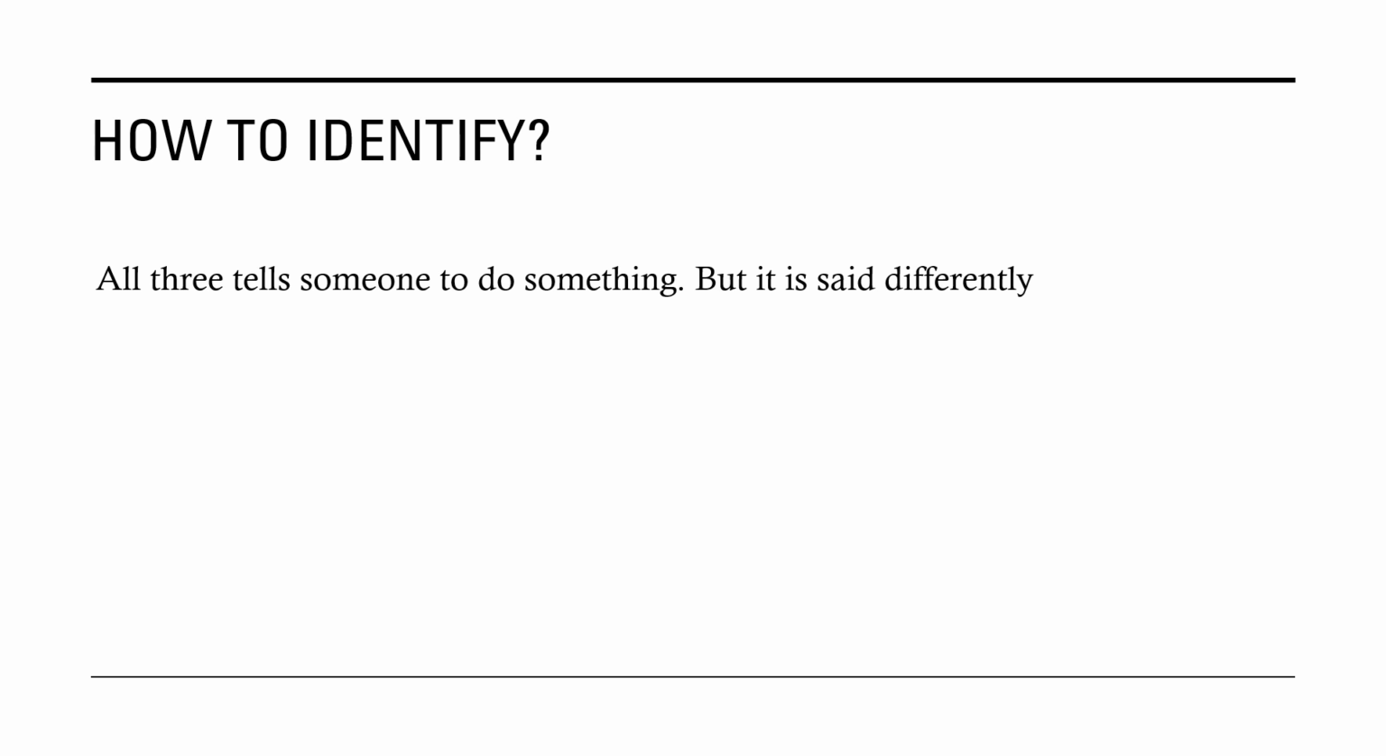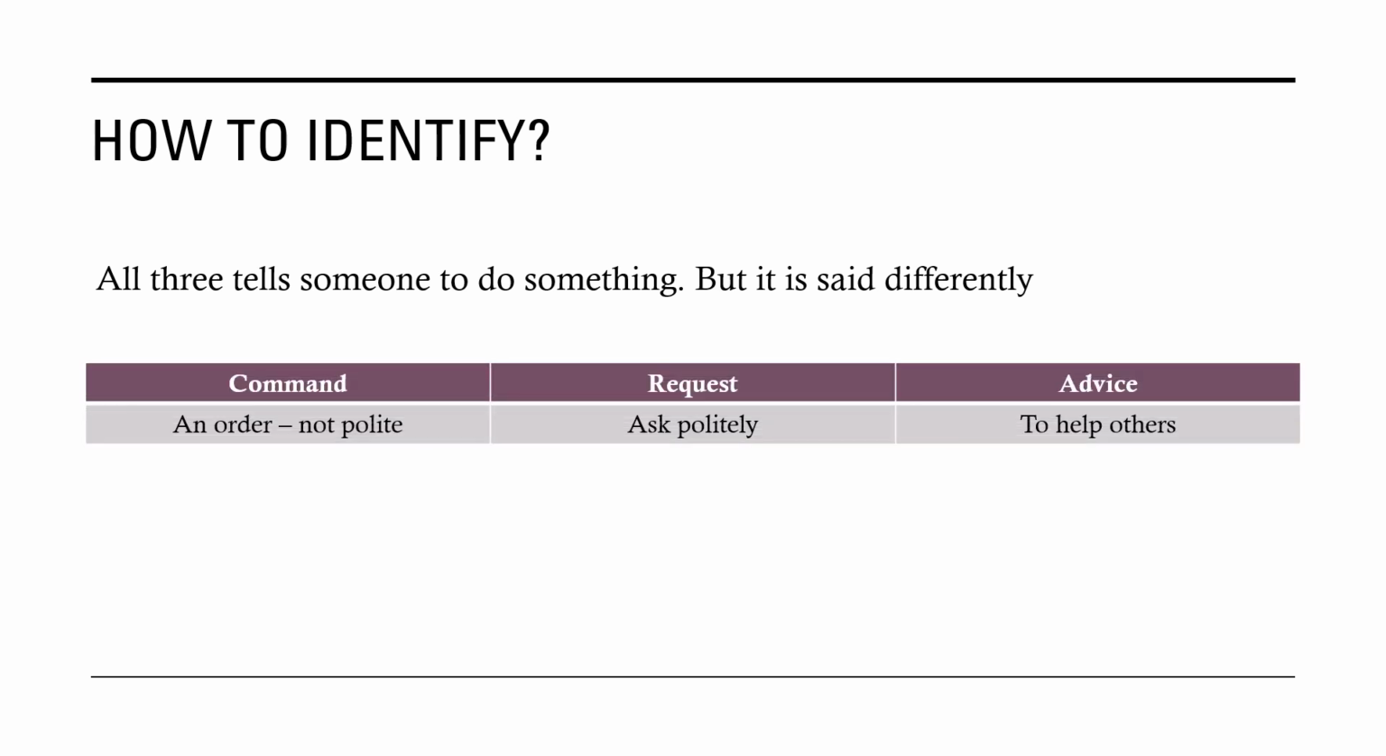How do we identify a command, a request, and an advice? All three tell someone to do something, but it is said differently. How do we say it differently? A command is an order. It is not polite. A request is when we ask politely. And an advice is when we are trying to help others. It may sound like an order or a request, but an advice is meant to help others.